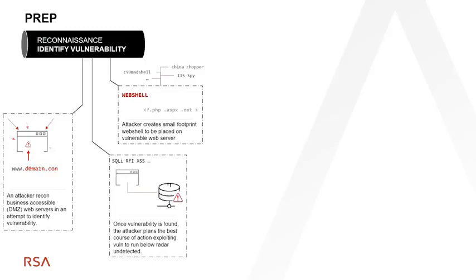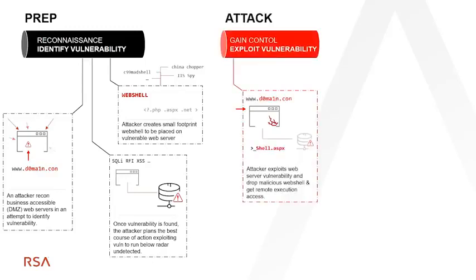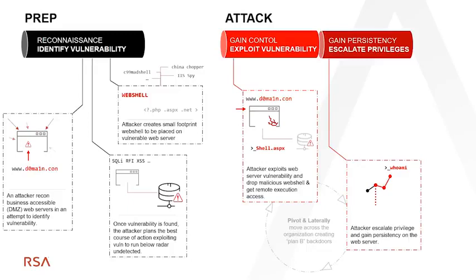Once the attacker has their campaign ingredients lined up, they begin exploiting web server vulnerabilities. They drop their malicious web shell into the web server in order to obtain remote code execution access. Their next step is to escalate privileges and gain persistency on the web server. At that point in time, the attacker also makes sure they have multiple Plan Bs by moving laterally, rinsing and repeating the web shell drop.